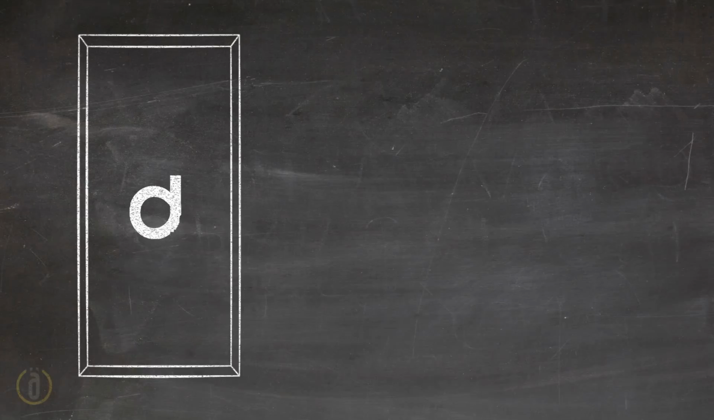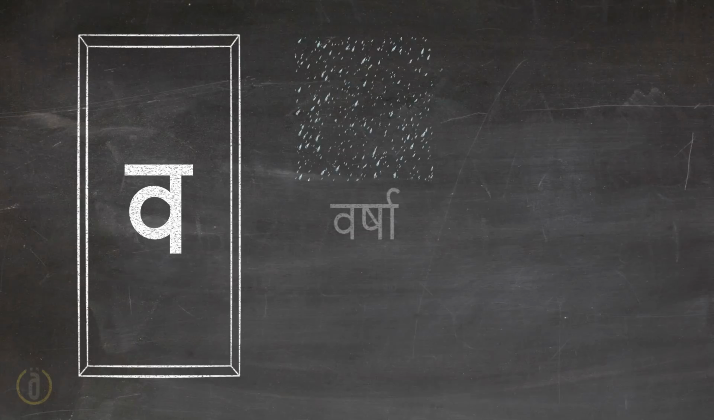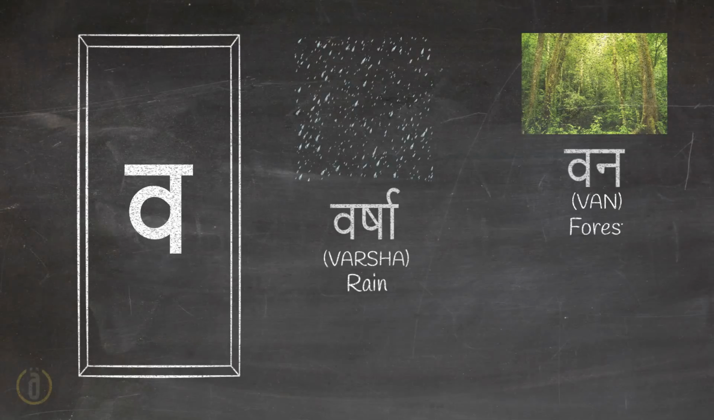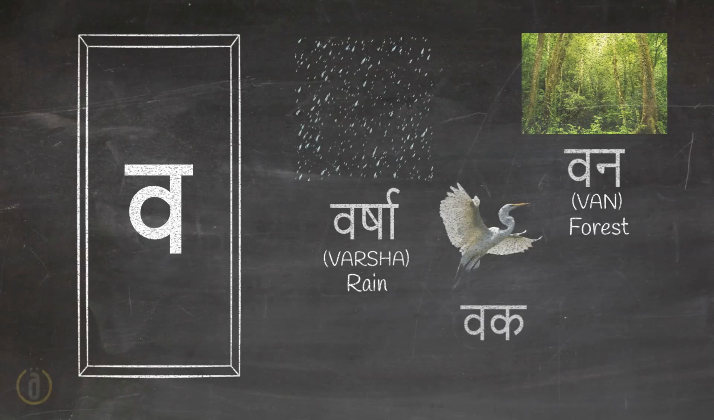Now, let us learn some words starting with V. Varsha, rain. Van, forest. Vak, crane.